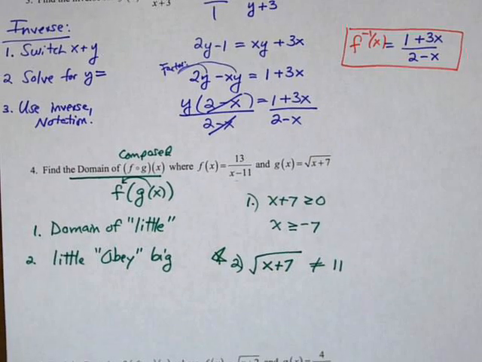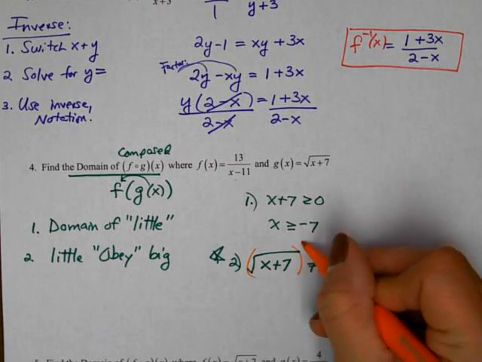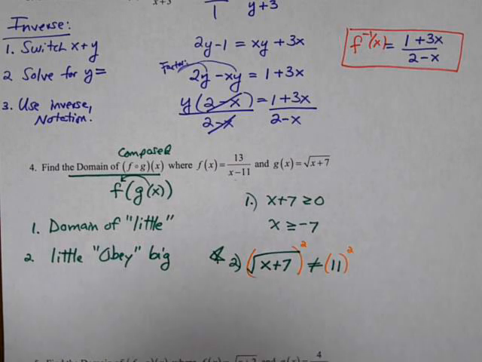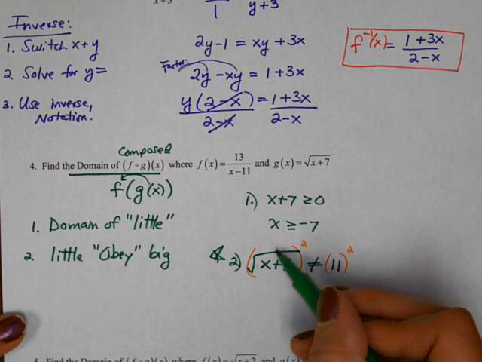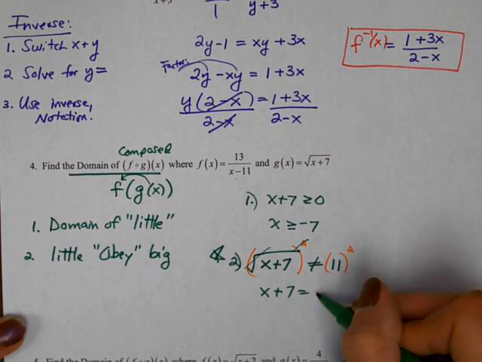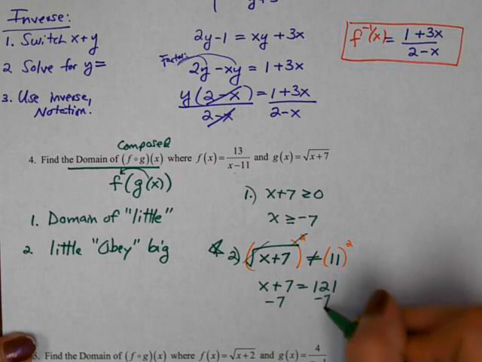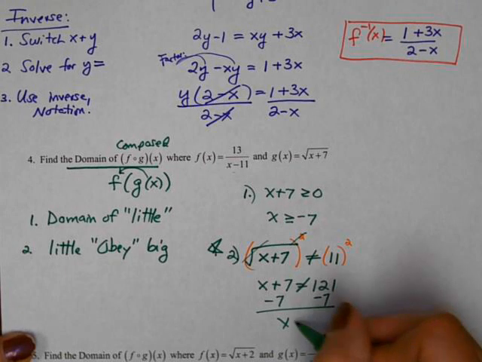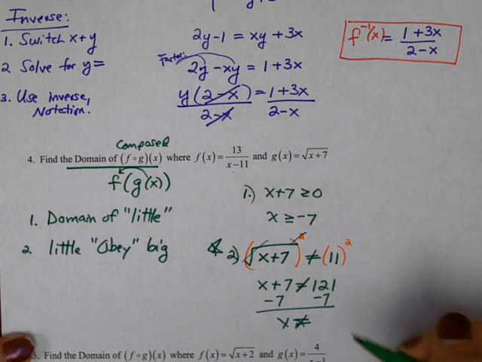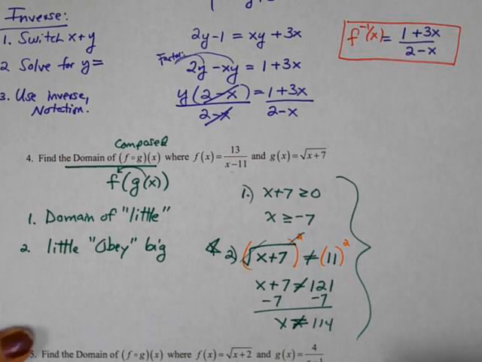Now how do you solve something like that? Since it's an equal sign, you're allowed to do more things. You're going to square both sides, both complete sides, big parentheses. Luckily here the entire quantity square rooted just cancels out. That's going to be 121. Then when you subtract 7 from both sides, x cannot equal 114.